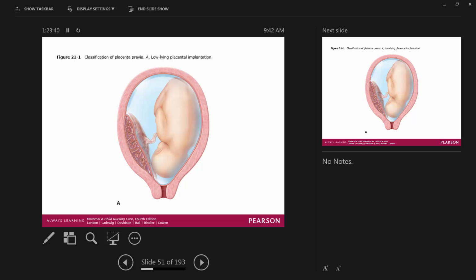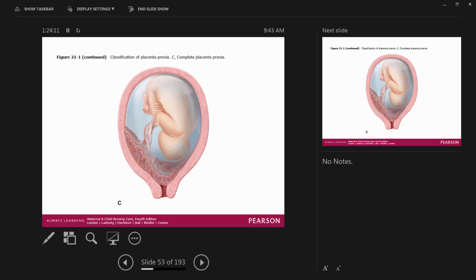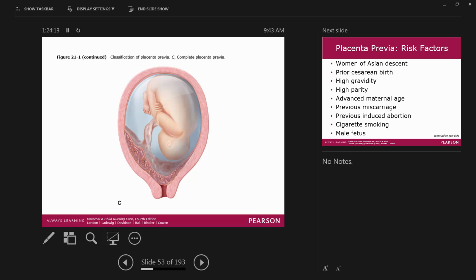All right, so here's what they look like. This is just a low-lying, so that placenta is down there close to the cervix but not touching or covering. So she can do a vaginal delivery. Here's your partial. It's partially covering the opening, and it's just too close. As that cervix dilates, it's going to start exposing more placenta. So no. And then here's your complete.